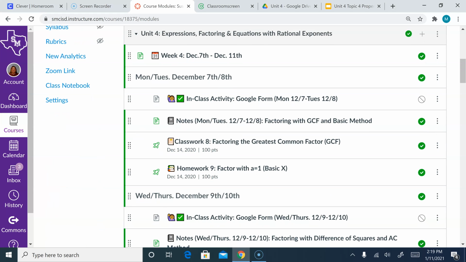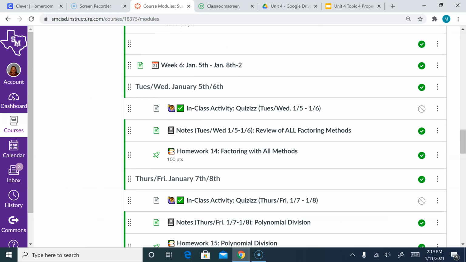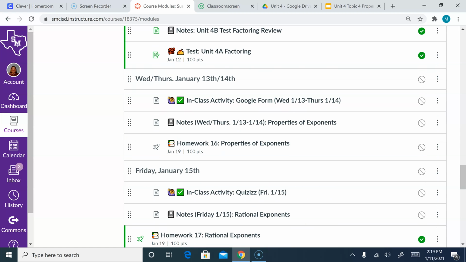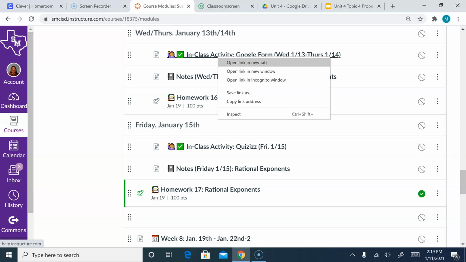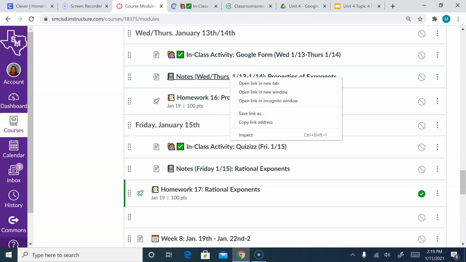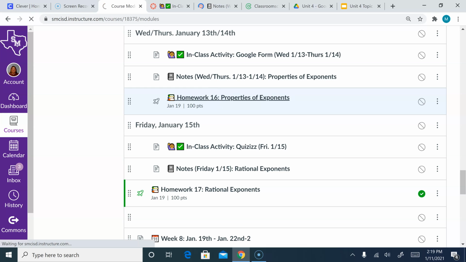Okay, so moving on to the second half of Unit 4. This one deals with exponents. So if you want to go ahead and open up your Google form, your notes section, and the homework.